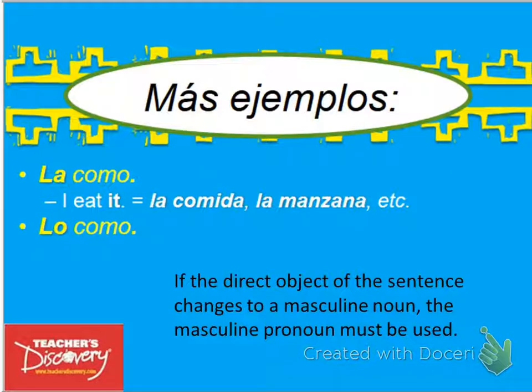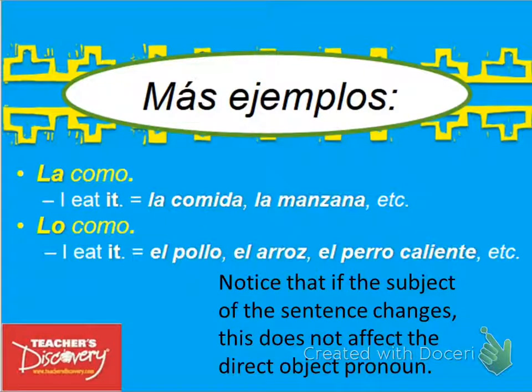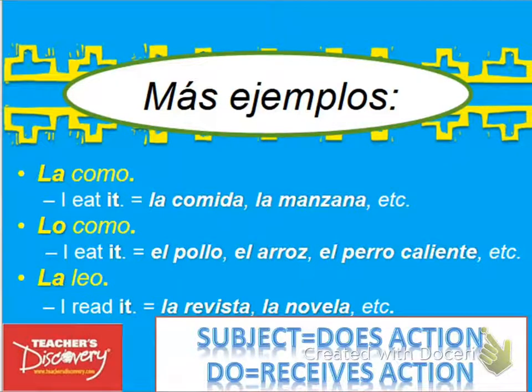What if I eat it, but it's something masculine? You have to make it agree. So it has to agree with the same gender. It could be anything masculine and singular. Lo como, I eat it. I eat something feminine, I eat something masculine. Remember, all words in Spanish have gender. I read it. I read something feminine and singular.